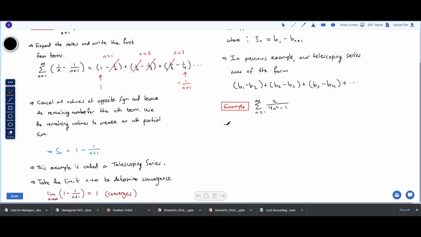So we're going to factor the denominator, then apply partial fractions to rewrite the series as a telescoping series.